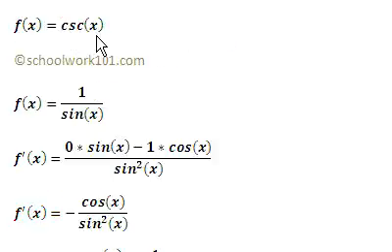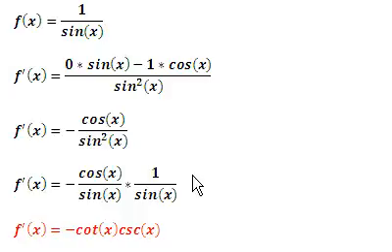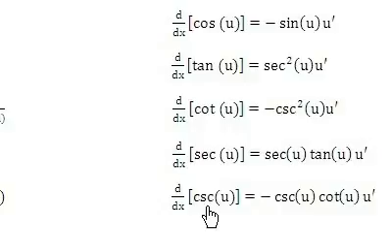Okay, just like secant x, I do the exact same here, same argument: rewrite it, do the quotient rule, clean things up, and end up down here with negative cotan x cosecant x. And of course you can see here, this is it right here.